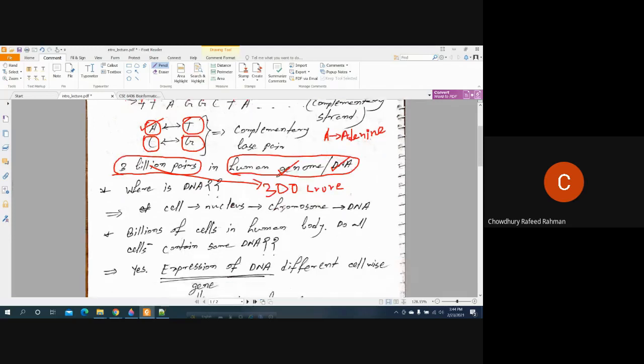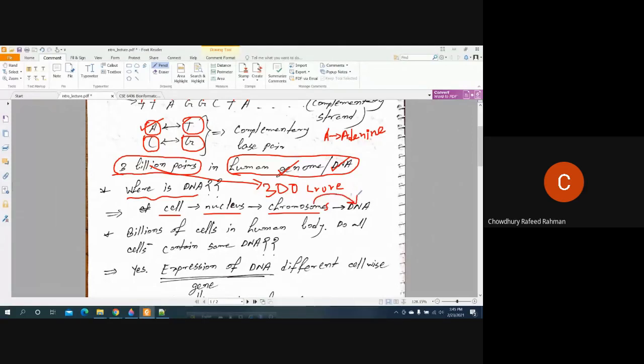So the question is, where is this genome? I mean, does this genome stay in our head or in our belly? Where does this stay? So this DNA is actually in every cell, in every chromosome. A human body is made out of cells. We all know that. Cells means kosh in Bangla. So in every cell, there is a nucleus. In every nucleus, there are some chromosomes. In every chromosome, there is DNA.